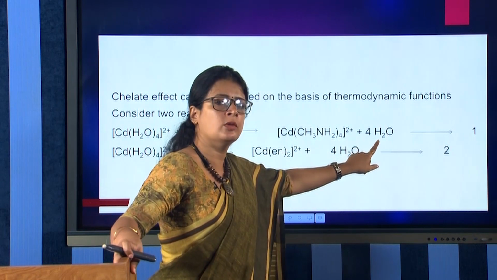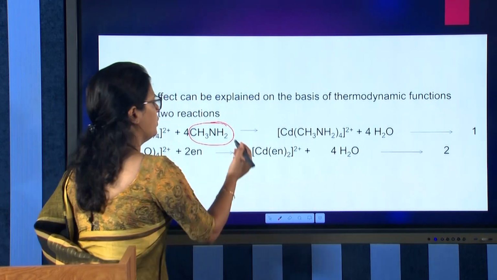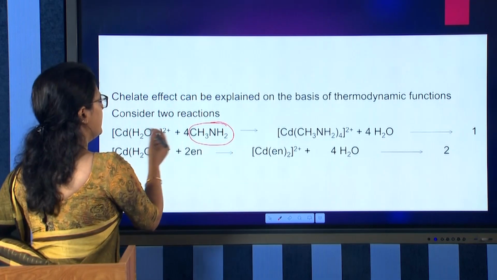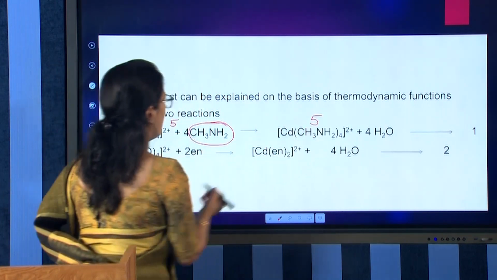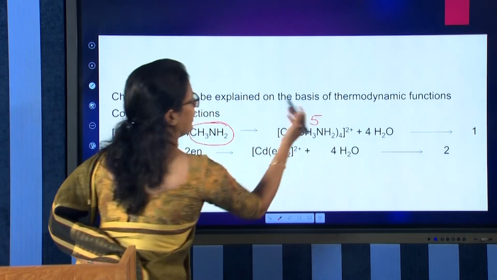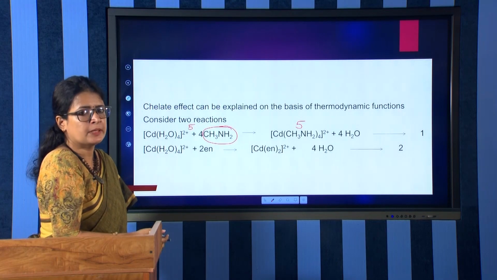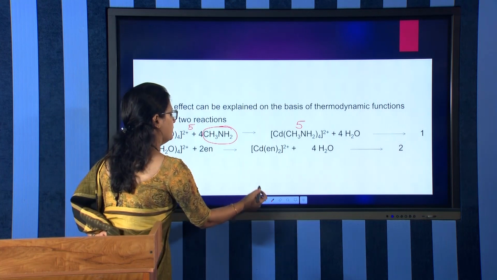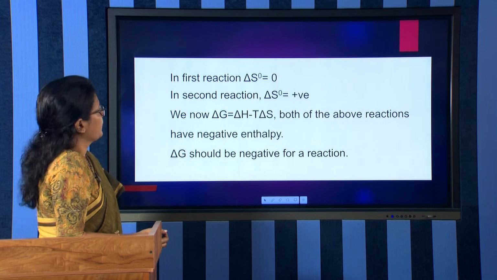How many water molecules are formed? 4 molecules. So, here also you can count the number of molecules on the left hand side and right hand side. It is 5 here, it is also 5 here. How does it become 5? 4 plus 1, 5. So, 5 molecules on both the sides. 5 minus 5 is 0. That is why in the first case delta S0 is 0.